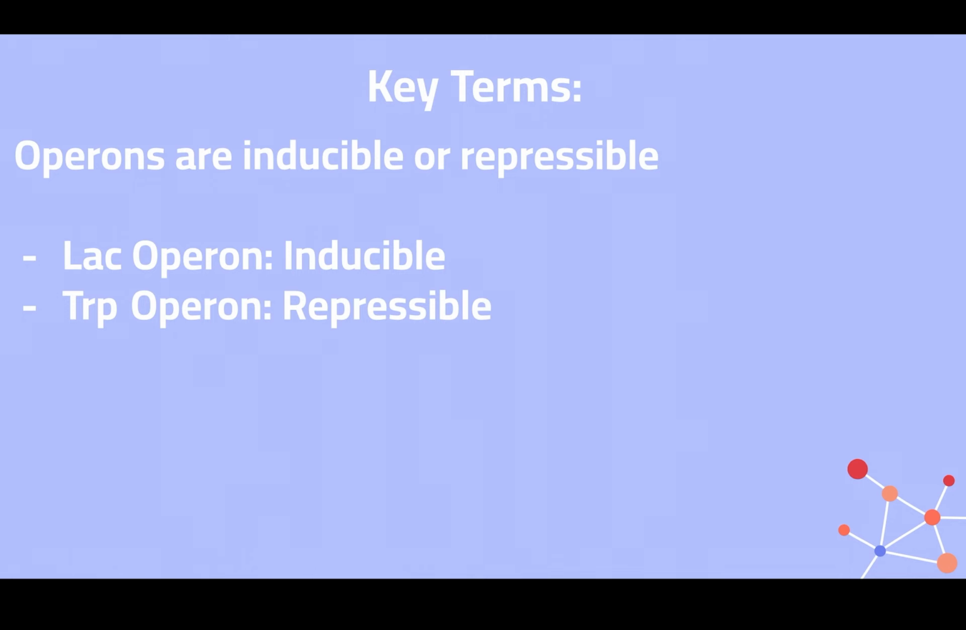We have more key terms: operons are inducible or repressible. Inducible operons are involved in catabolic pathways, which means that they break down, and repressible operons are involved in anabolic pathways, which means they build up. We have two examples: lac operons, which are inducible, whereas trp operons are repressible.